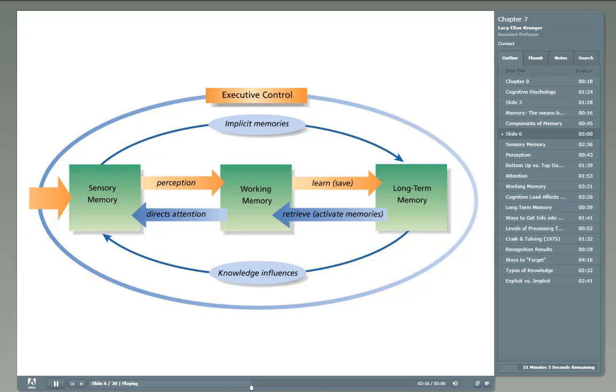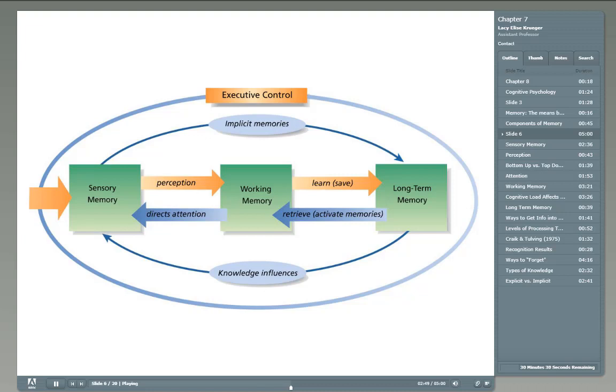Okay, so now we've talked about that flow from sensory memory to working memory to long-term memory, and how this can go back and specifically think about retrieving it and thinking about it on your workbench again. We're also going to be talking about how knowledge influences your perceptions. Think about it in this way. You have in long-term memory different memories, and these memories can act to influence how you perceive the world.